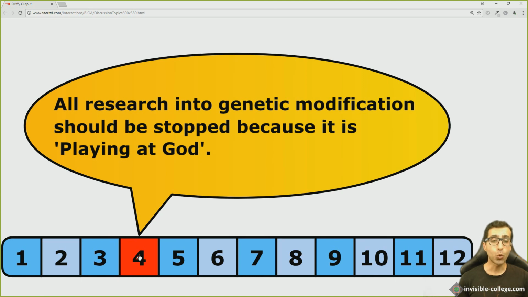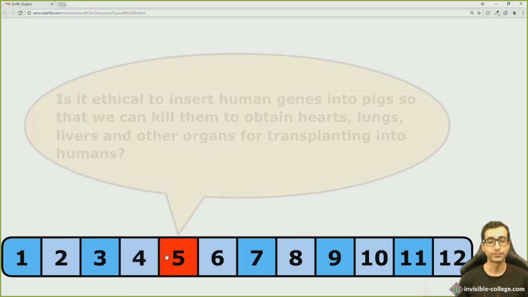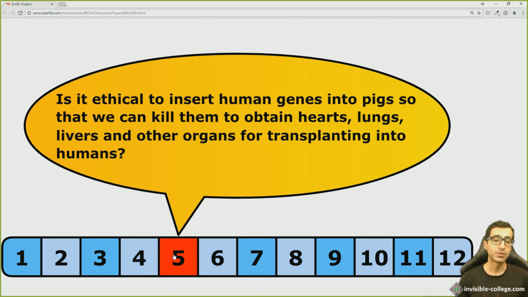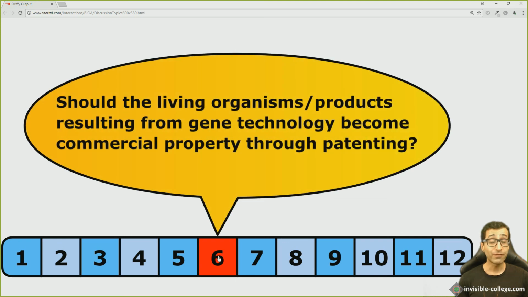Consider the idea that all research into genetic modification should be stopped because it is playing God. Is it ethical to insert human genes into pigs so that we can kill them to obtain human hearts, human lungs, human livers, and other organs for transplanting into humans? Should the living organisms or the products resulting from gene technology become the commercial property through patenting? And in fact, biotech corporations in various countries have already actually succeeded in patenting living organisms.